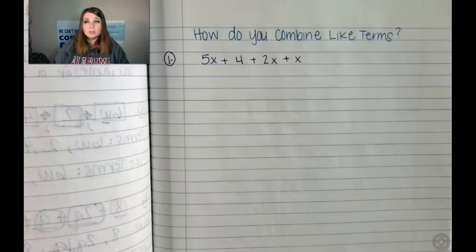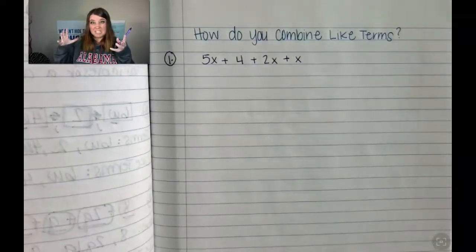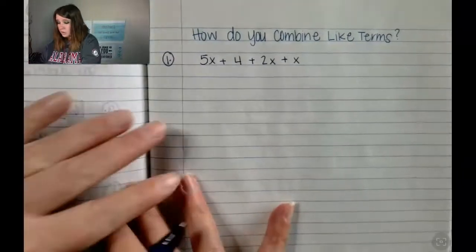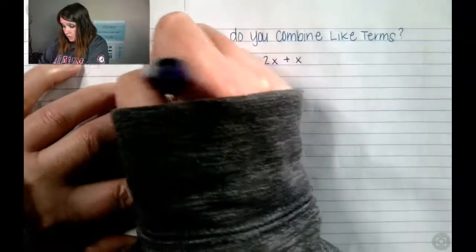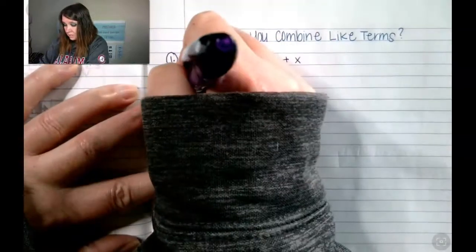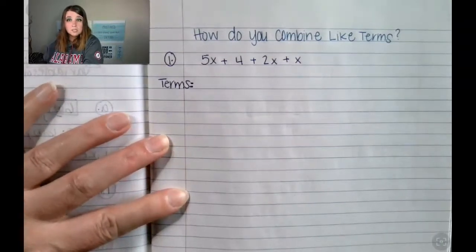So I want to talk to you today about combining like terms, or simplifying, so we don't have a giant mess of terms. That's what we're going to talk about today. First we're going back to terms. Our first step when we combine is to look for the terms. So we're going to put the terms down.